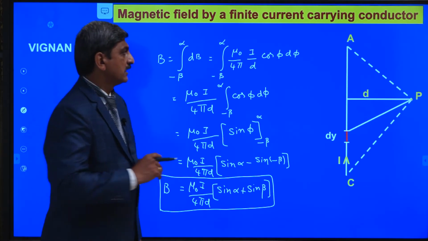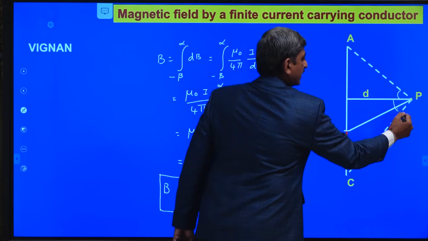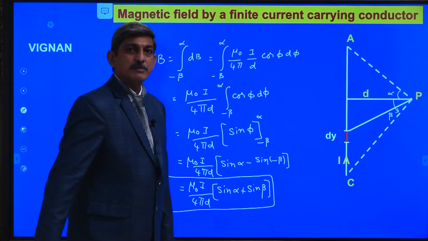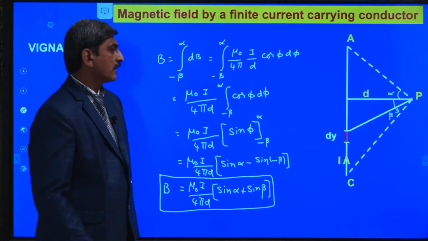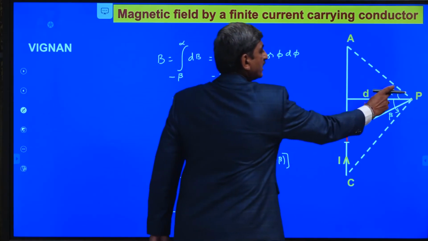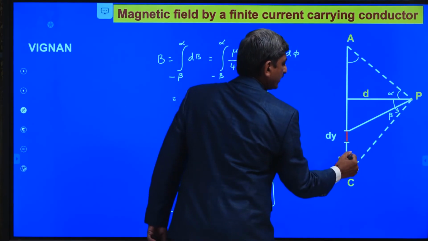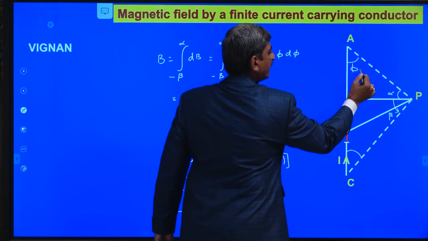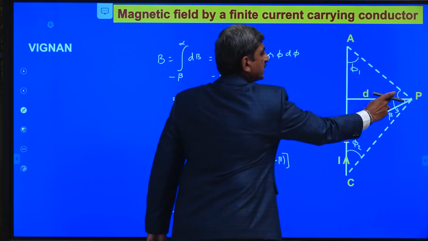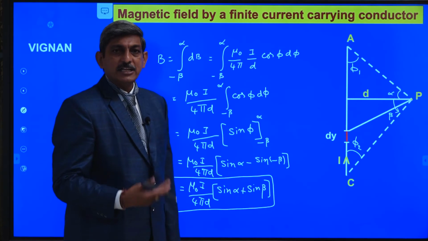So in this case, the angles of elevation alpha and beta are given. By knowing these alpha and beta values, the magnetic induction can be found from this equation. Sometimes, while giving the problem, instead of giving these two angles alpha and beta, these two angles may be given. Suppose this is angle phi 1 and this is angle phi 2, now alpha is equal to 90 minus phi 1 and beta is equal to 90 minus phi 2.